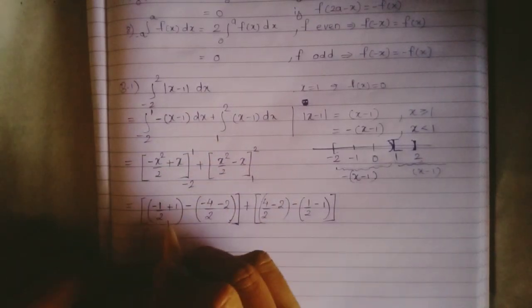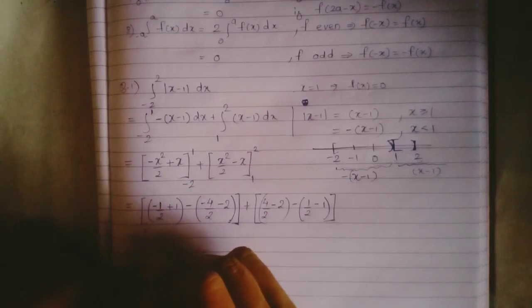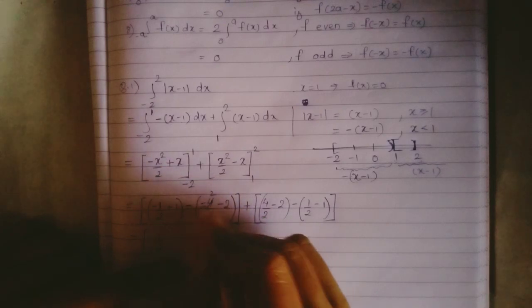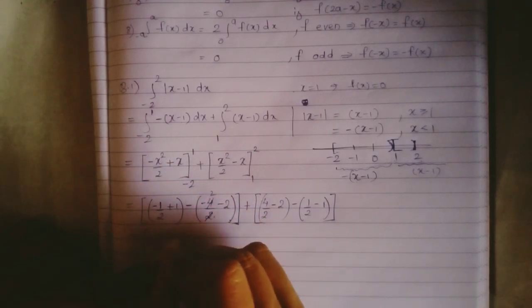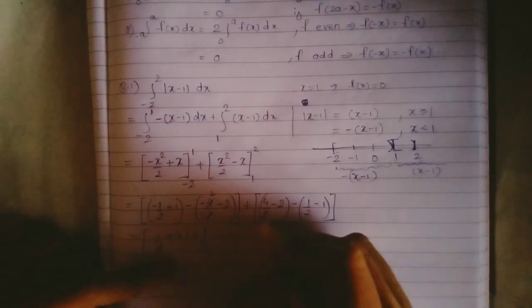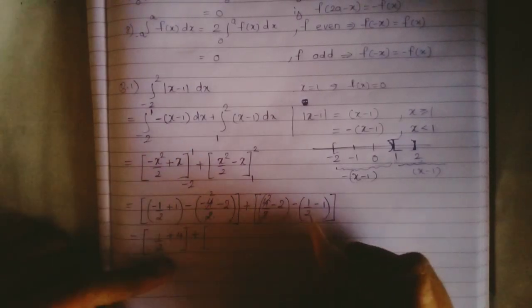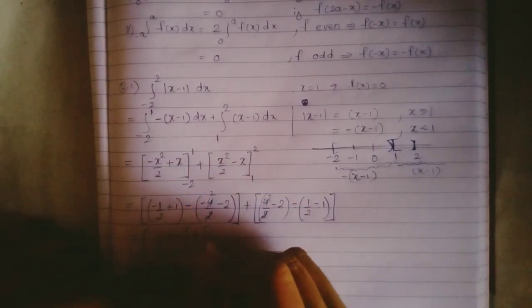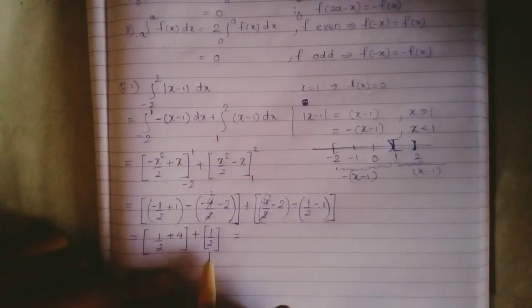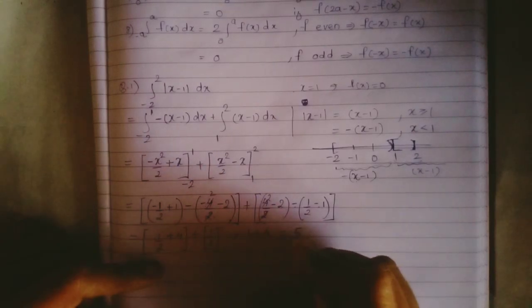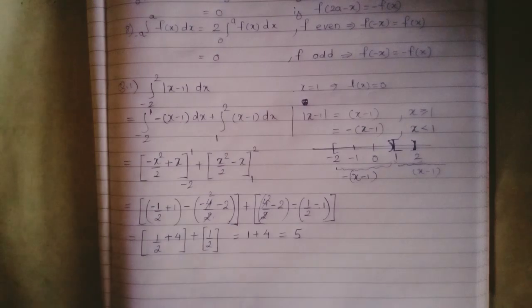So this is 1 minus half, and this will be -2 minus 2 minus 4, so plus 4. This is 0. 1 minus half is half, minus half into minus is plus half. So half plus half is 1, plus 4, so the final answer is 5.